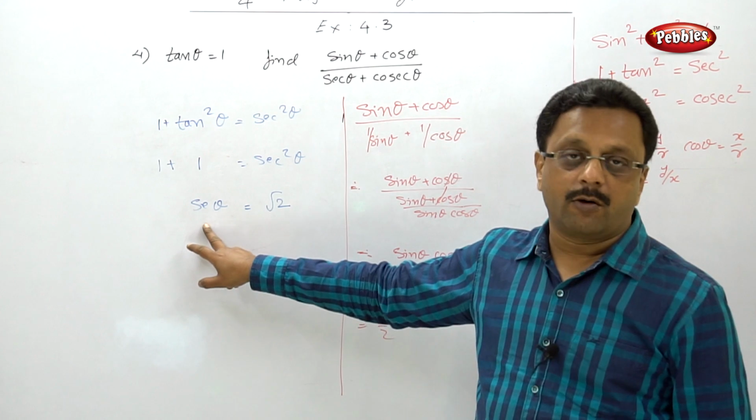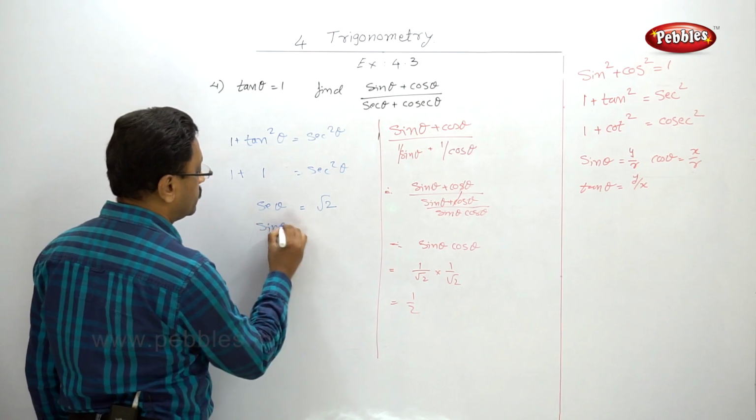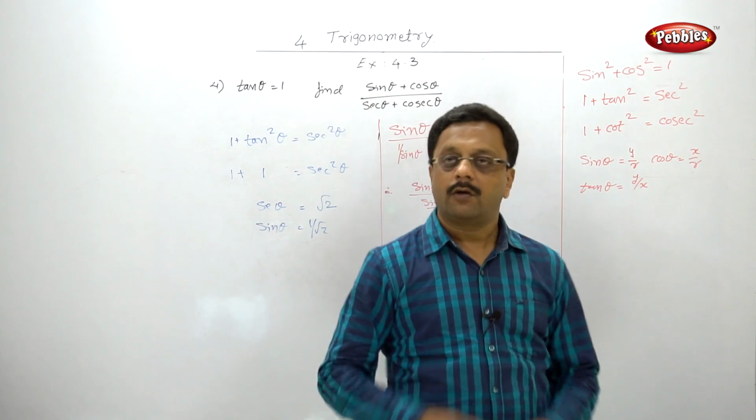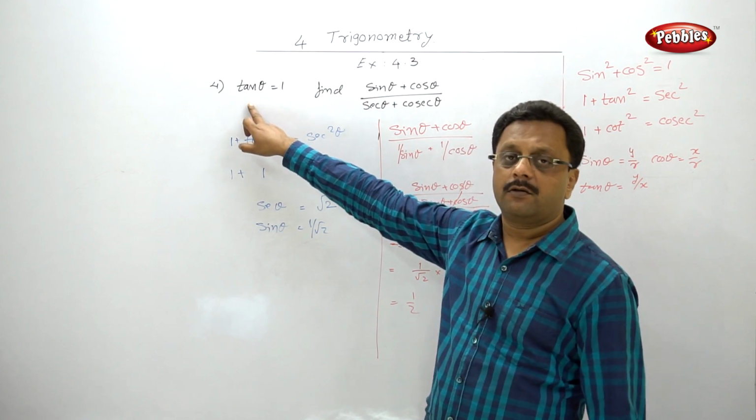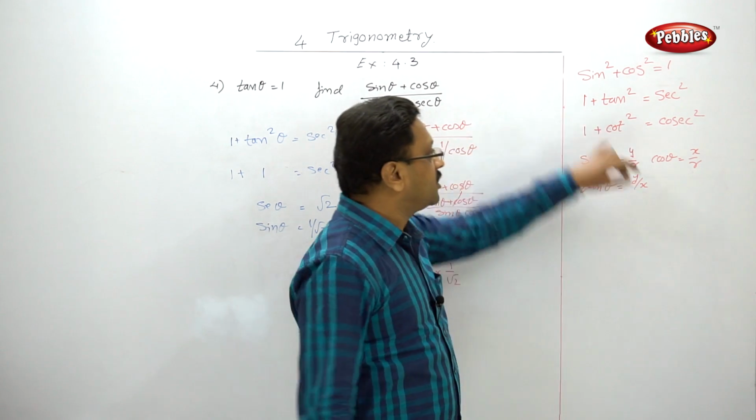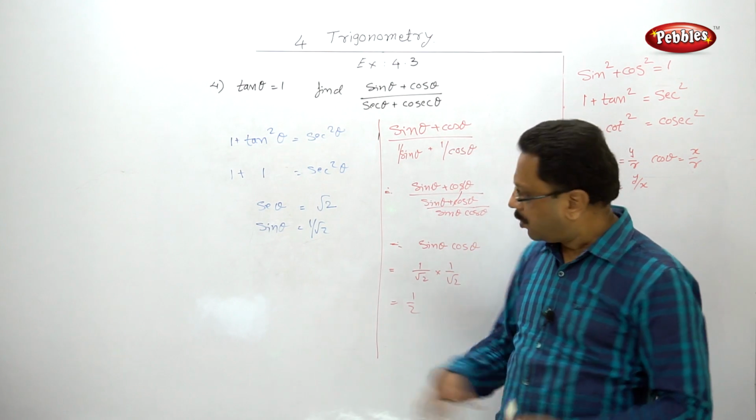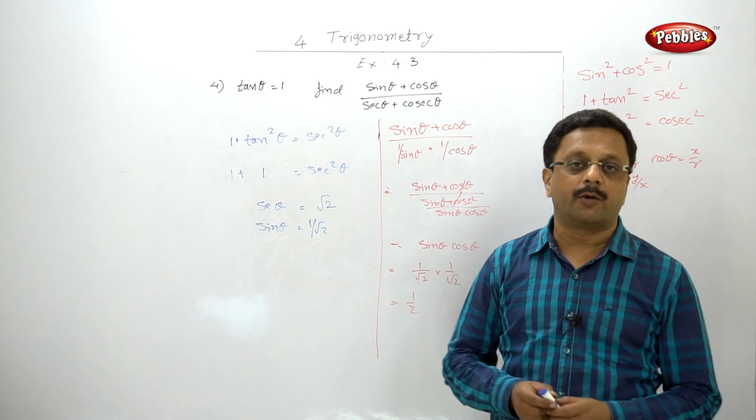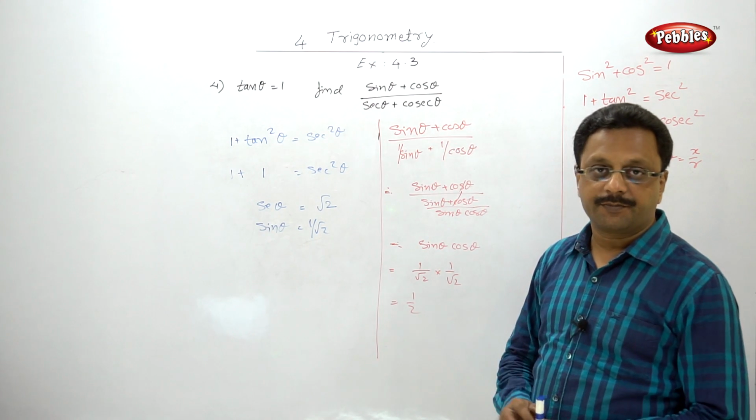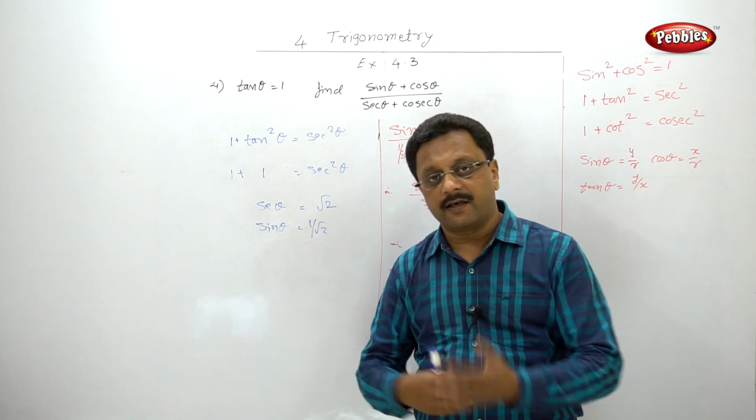Now cos theta I got it. Now sin theta I can get by this identity. 1 upon root 2. Correct? As tan theta is 1, the cot theta has to be 1 because it's just the inverse. So I can use this identity and find out the cosec and sine. Cosec and sine will be also same, root 2 and 1 upon root 2. Now you substitute there and you can find out the answer. So now we have seen multiple ways of finding the answer.